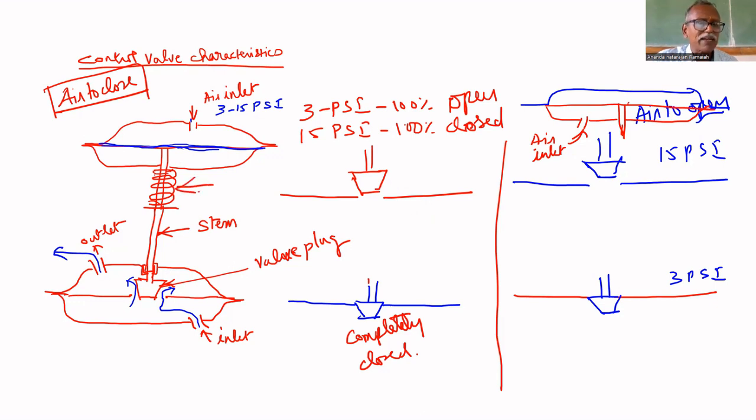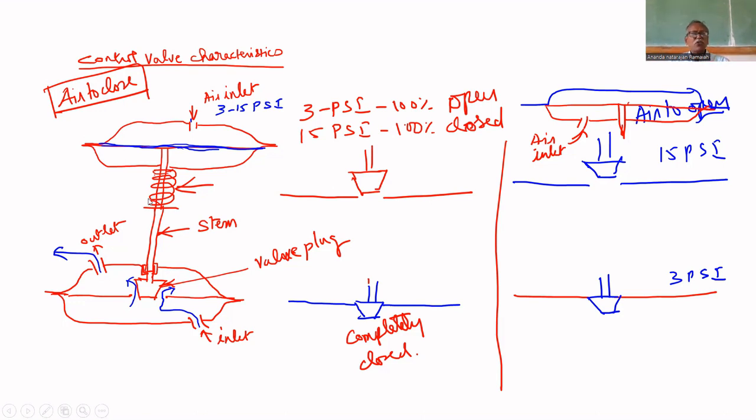What is the need of the spring? Suppose we are applying 15 psi. It is completely closed. Am I correct or not? I am withdrawing the pressure suddenly. Where does it have to go? It should completely open. That's why the spring will open it completely. So the pressure will work against the spring. That's why if you remove that pressure, automatically it regains its original position. The stem is spring loaded.